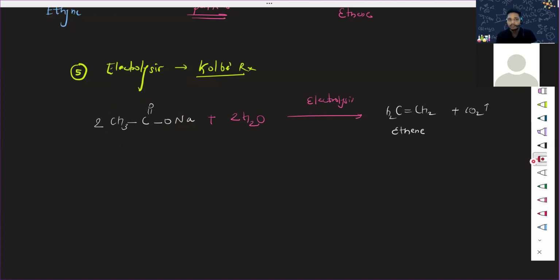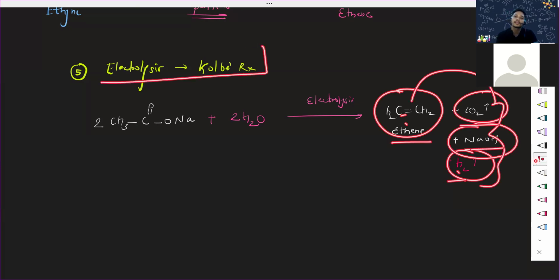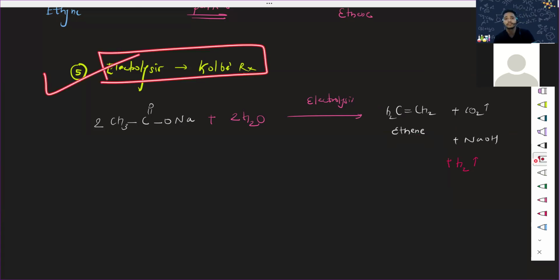Then we have sodium, that is, sodium hydroxide, NaOH will be there. Anything else liberated? Hydrogen will be liberated, because there is an extra one thing. Why is this a very important reaction? Because we are getting hydrogen as well. We get three products actually, and everything is commercially useful: ethene, NaOH, CO2, and H2. That's why Kolbe's electrolysis process is more preferred, and that is very, very important.